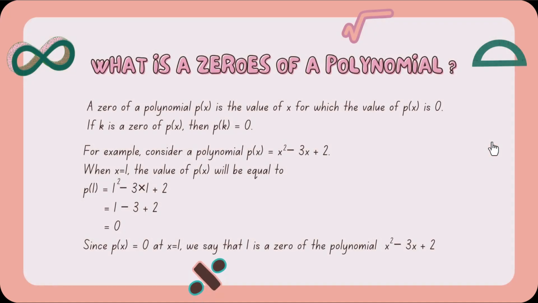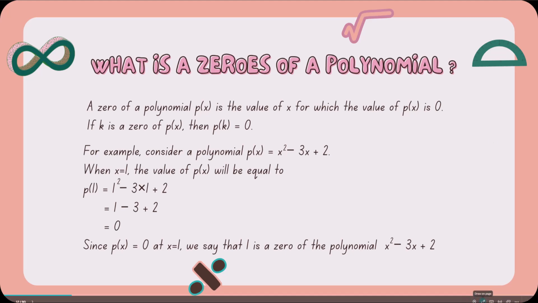So what is 0 of a polynomial? 0 of a polynomial is the value of x for which p of x will be equal to 0, correct? So let's try to understand that with an example. Here, if you look, 3x squared minus 3x plus 2. What value of x will make p of x equal to 0?